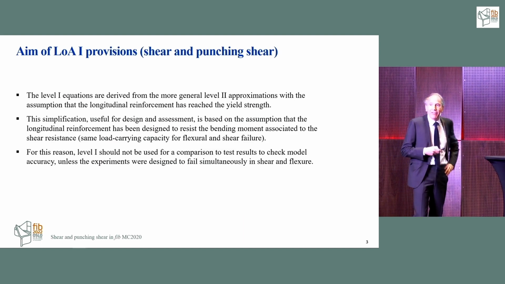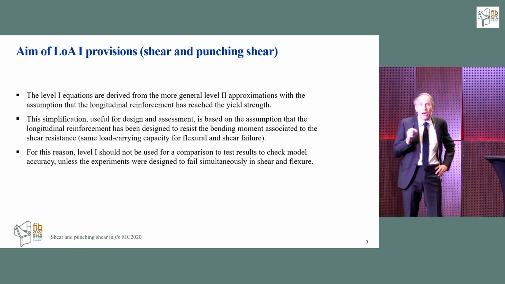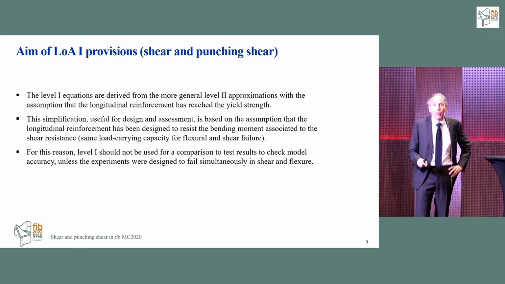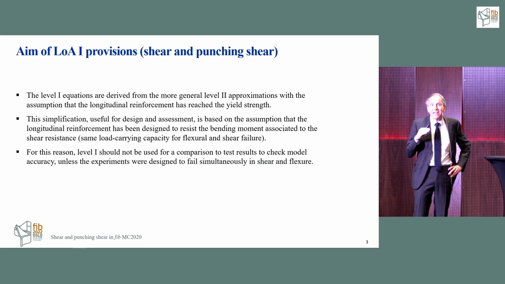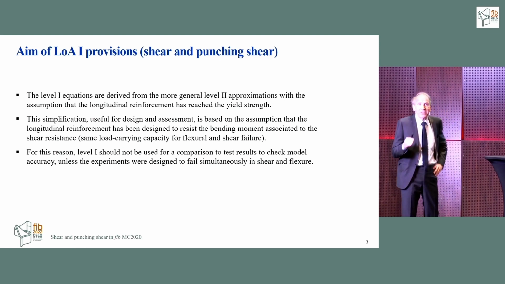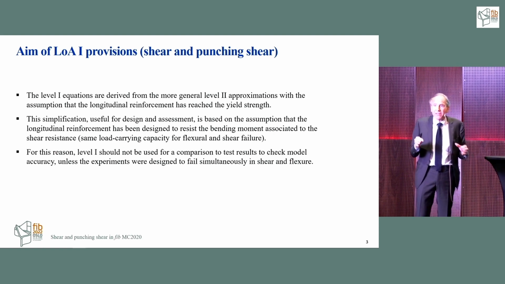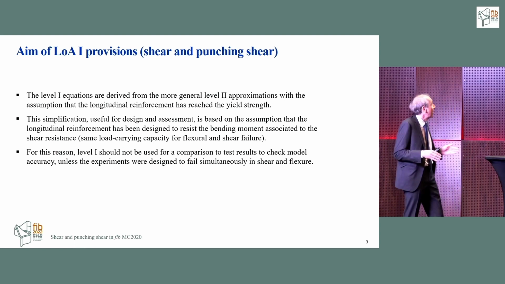The aim of level of approximation one, I think there was quite a misunderstanding and a lack of explanation in Model Code 2010. Level of approximation one is just one particular case of level of approximation two, where we assume that the longitudinal reinforcement has reached yielding. And if this is the case, then we can simplify the equation because we know the longitudinal strain. And this is very important, which means that level of approximation one is not something which can be isolated and, for instance, compared to tests. For instance, we have seen in the last decade many publications where level of approximation one has been compared to tests. And of course, the performance is very bad, but this was not the intention. This is just related to design.